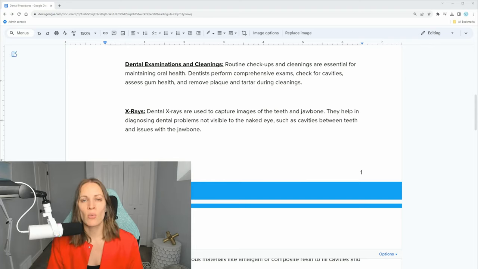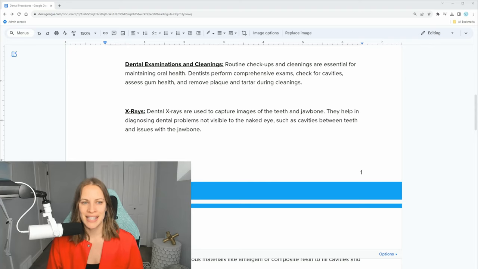Always think, what room is that patient going to be in? Typically a dentist has one or two rooms, or sometimes more, and the dental hygienist stays in one room typically. Or if there are multiple dental hygienists in the office, then they might go into different rooms, but always think, where is that patient going to go? So for dental cleanings, dental hygiene cleanings, it's going to go in the dental hygiene column.